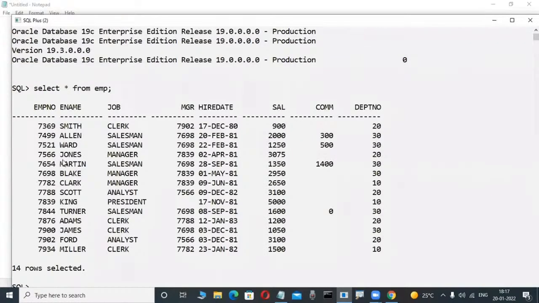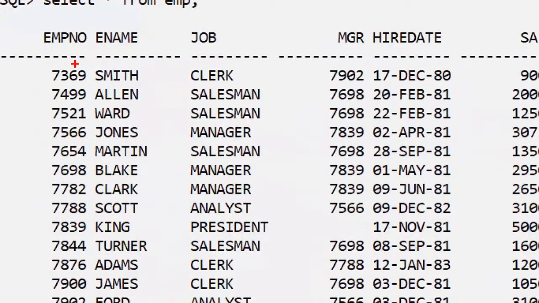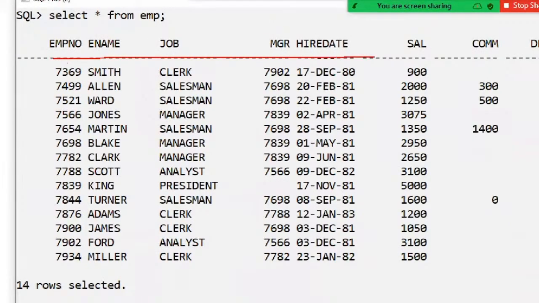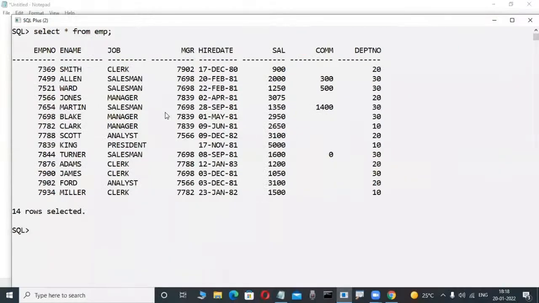For example, here in this database, is a structured collection of data there or not? Yes, they are storing the data in an organized fashion. Organized fashion means, maybe a table, where these are columns and these are rows. They are storing the data in an organized manner only.